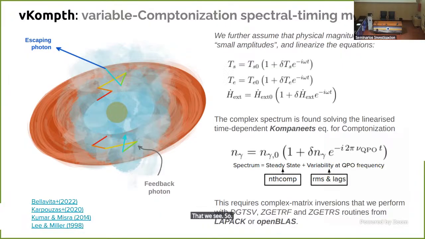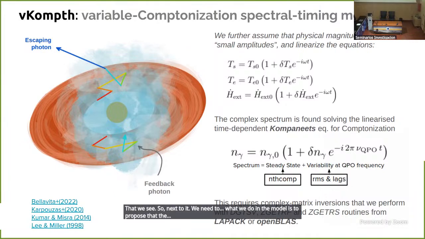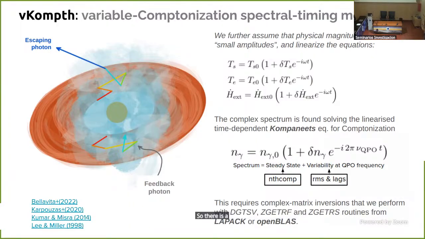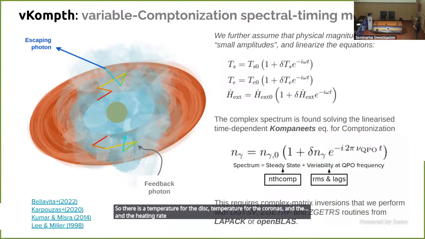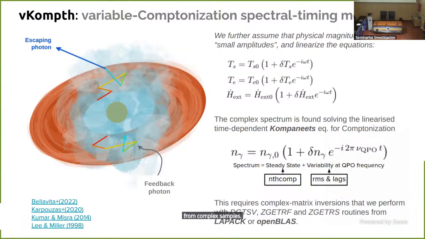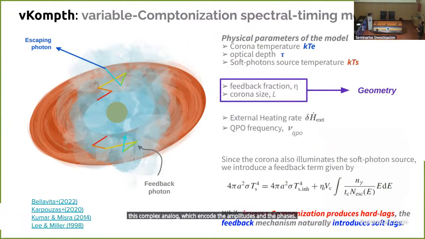So what we do in the model is to propose that the physical magnitudes of the system oscillate at the QPO frequency. So there is a temperature for the disk, a temperature for the corona, and the heating rate. And then the solution that we get from there is an oscillating spectrum. It's a spectrum which is made of complex numbers. Essentially, the steady state is NTH-COMP, like the typical Comptonizing spectrum, time averaged. But then we have these amplitudes, these complex numbers, which encode the amplitudes and the phases of the variability.